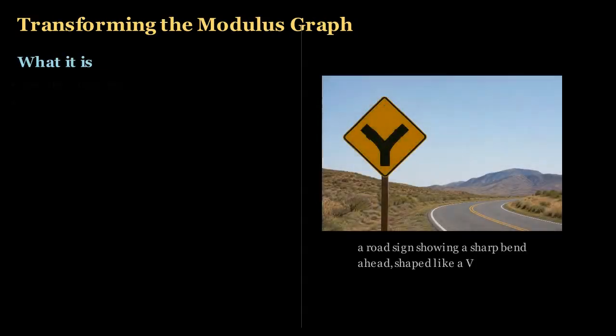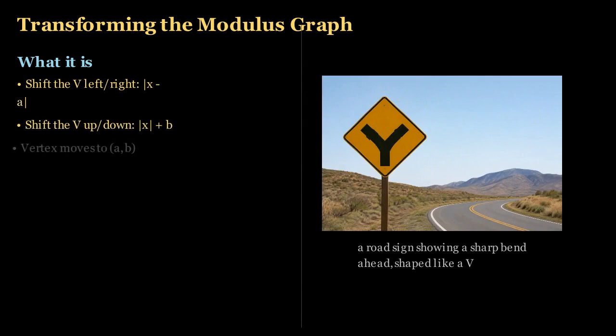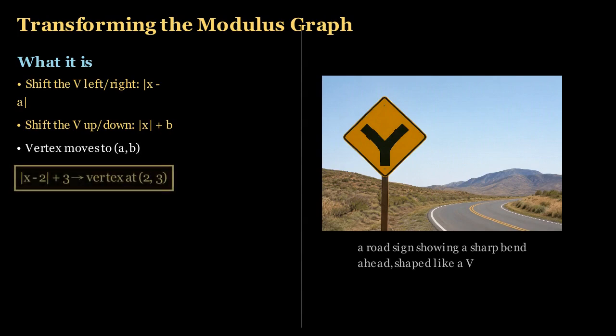You already know the absolute value graph is a V-shape with its vertex at the origin. Now we're going to move that V around the plane. When you see an expression like |x - 2|, the whole V slides 2 units to the right. When you see |x| + 3, the V lifts 3 units up. The sharp point of the V, which we call the vertex, simply moves to the new coordinates given by the numbers inside and outside the absolute value bars.